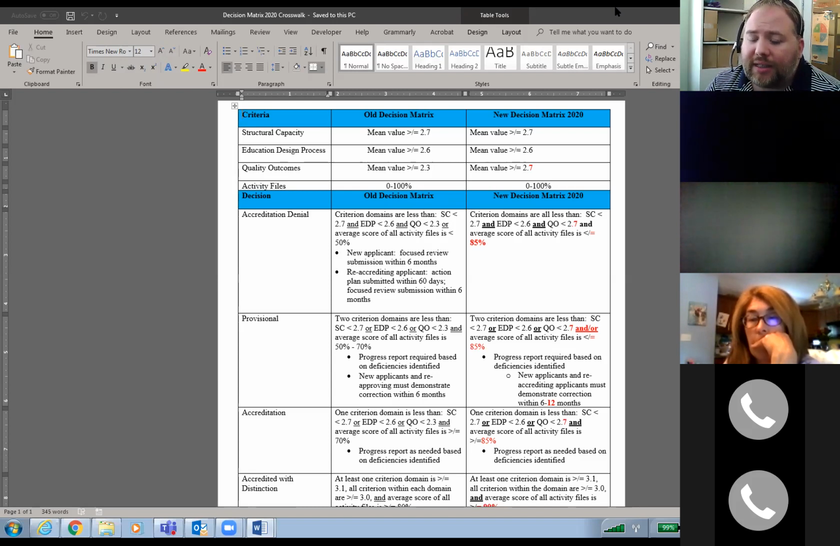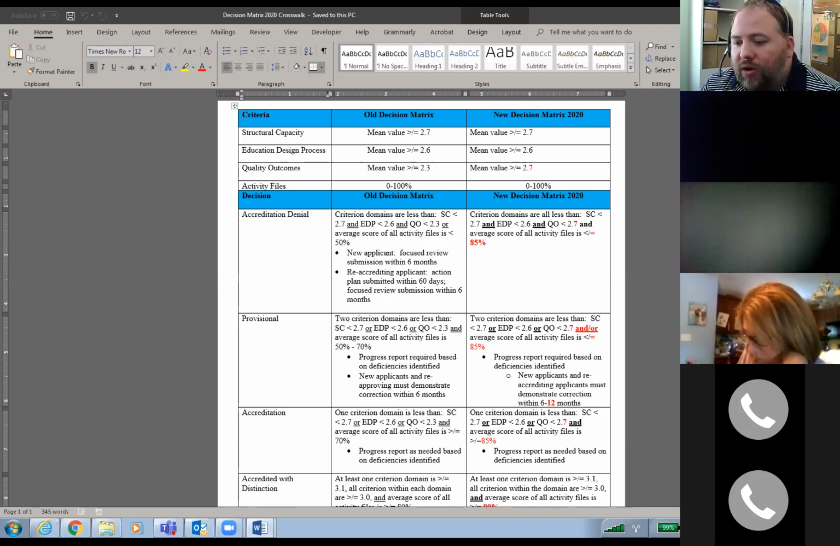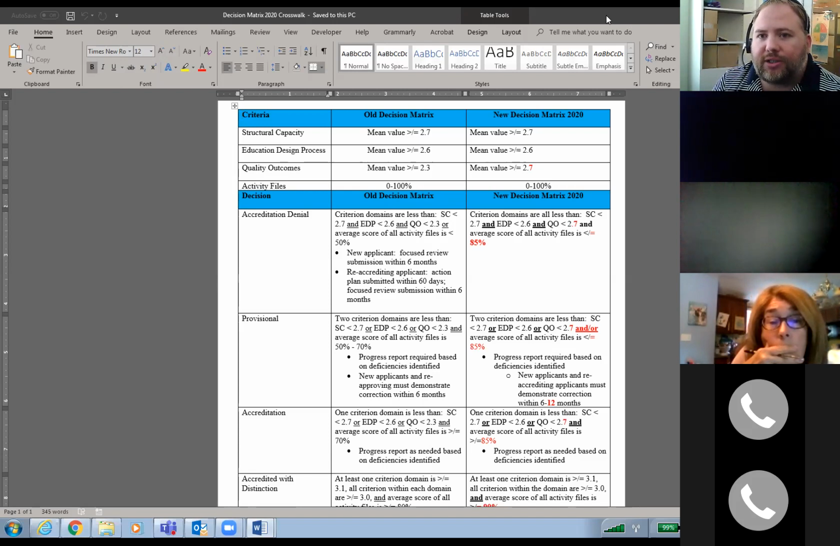So the thing with this, it went into effect July 1st, and some of you got it last week, and some of you are getting it today. So moving forward, this is your decision matrix. The old one cannot be used. Granted, you're probably going to finish up the ones that you're doing right now. But as soon as those are done, and any new ones that you get starting today have to fall under this decision matrix.